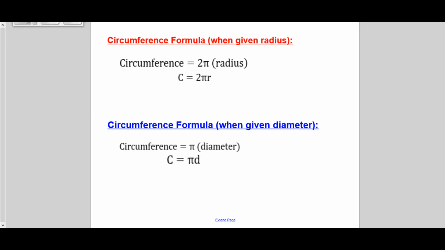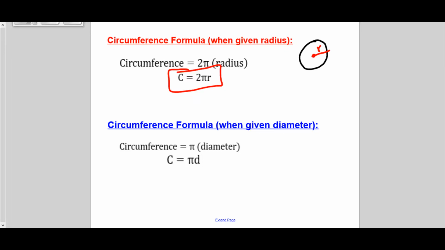So circumference when you're given the radius. If we think of a circle, remember the radius goes from the center to the edge. This is a radius. I'm going to label it R. So if we want to find the circumference and we have a radius, we'll do circumference equals 2 pi times the radius, or C equals 2 pi R, where R stands for the radius.